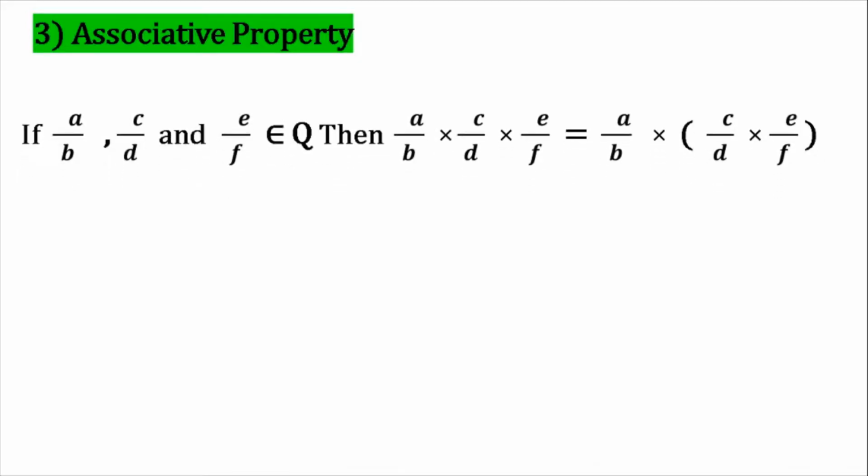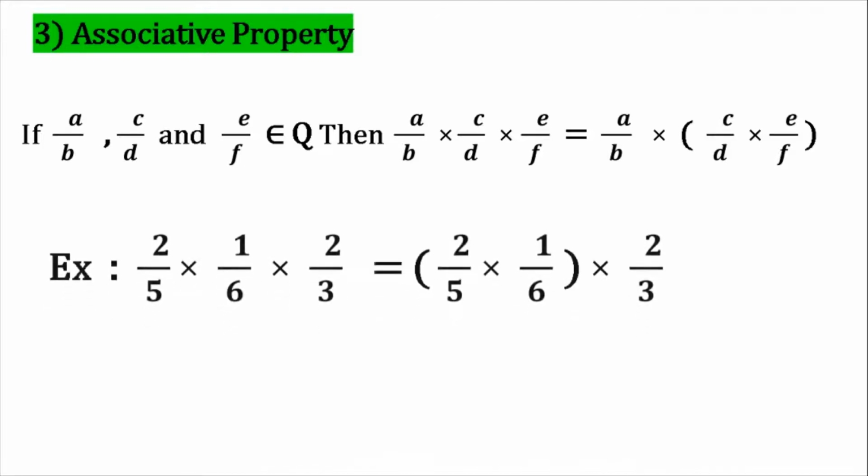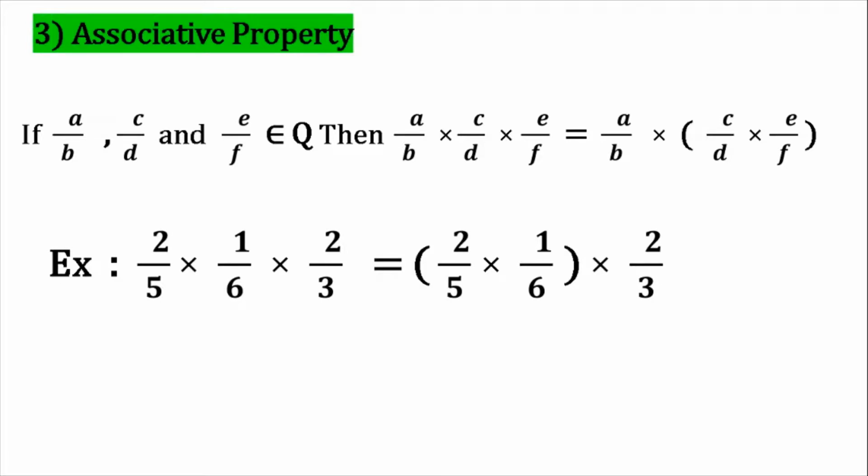Number 3, associative property. If A over B and C over D and E over F belong to Q, then A over B multiply C over D multiply E over F equal A over B multiply open bracket C over D multiply E over F. Example, 2 over 5 multiply 1 over 6 multiply 2 over 3 equal open bracket 2 over 5 multiply 1 over 6 close bracket multiply 2 over 3, which means that we can multiply the first two numbers and the result multiplied by the third number.